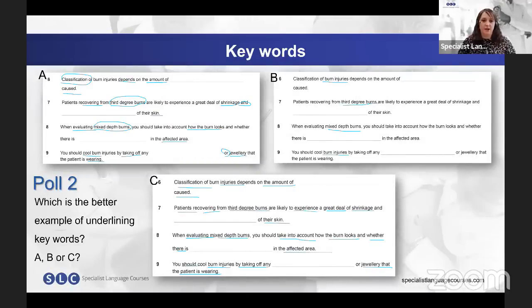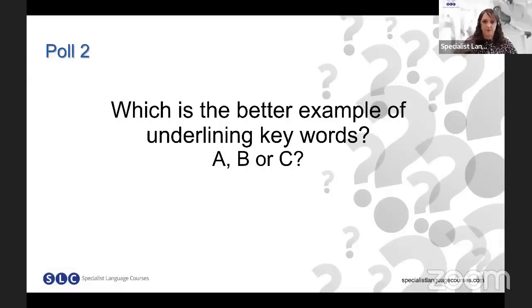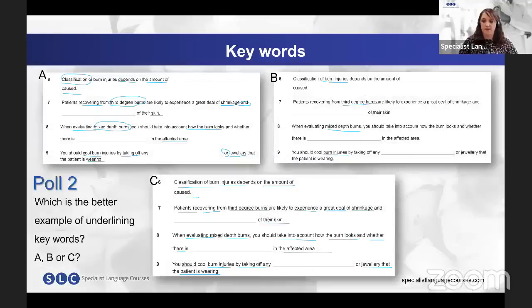So in the chat box, I'd like you to put which one you think is a better example of underlining keywords. We've got A, B, or C. So here we go. Into the comments box, which do you think is a better example of underlining keywords and why? All right, so pop your ideas into the chat box. Which one, A, B, or C, do we think is the better example of underlining keywords?